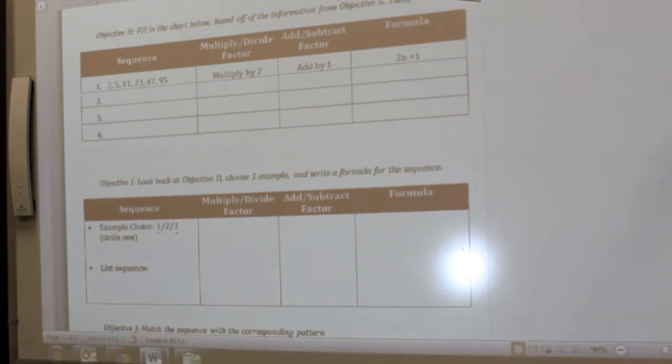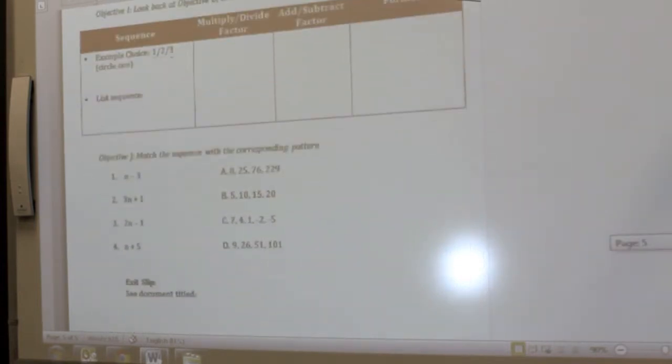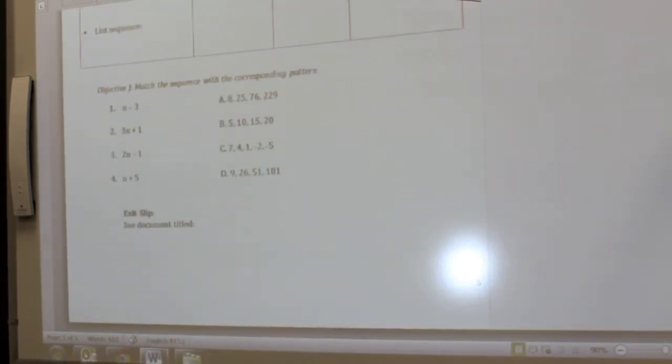The teacher will run this part, and in addition will also run the matching the sequences from the corresponding patterns to the actual sequences. So the teacher will run both of these sections, and once you're done, you'll give the students the exit slip, and the exit slip will be the document which will be titled performance task for that day.